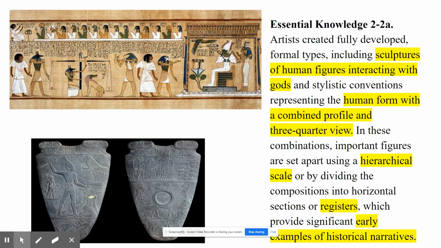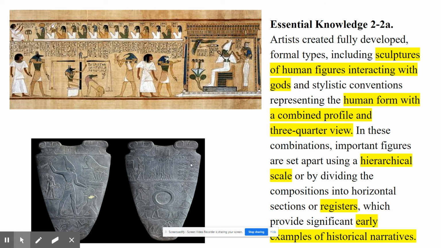We see Hunnefer appears more than once in this story. And so does Anubis here. And he's also up here, but we'll get into continuous narration later. If we look down at the Palette of King Narmer, we see it's 2-sided, obviously. I say 1, 2, 3, 4 registers on one side and 1, 2, 3 registers on the other. So again, these registers are these horizontal sections that organize the story.